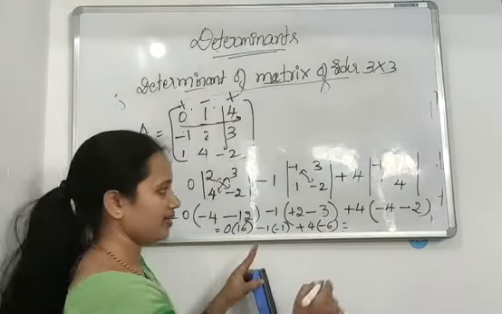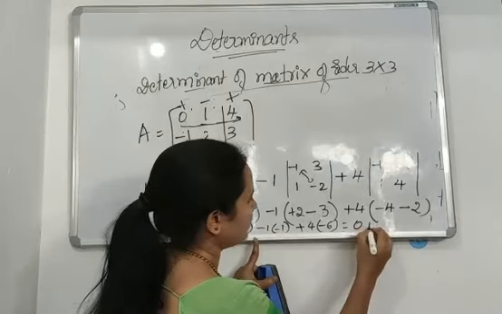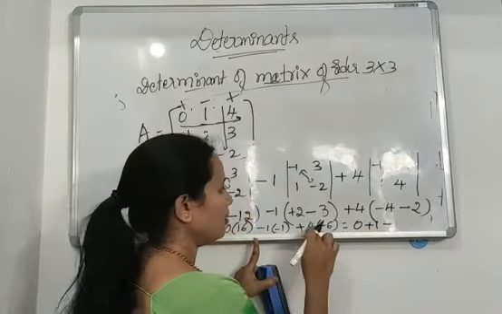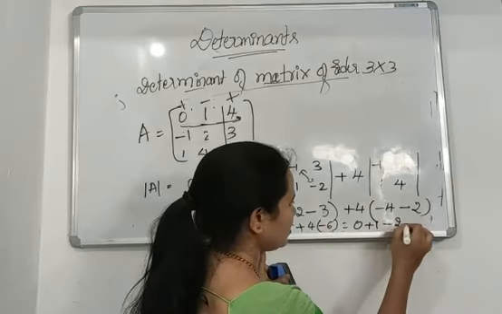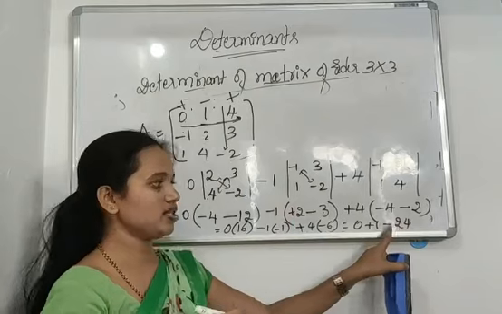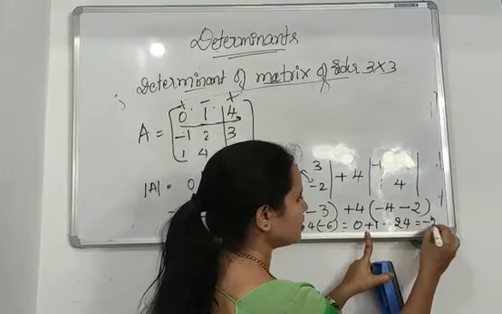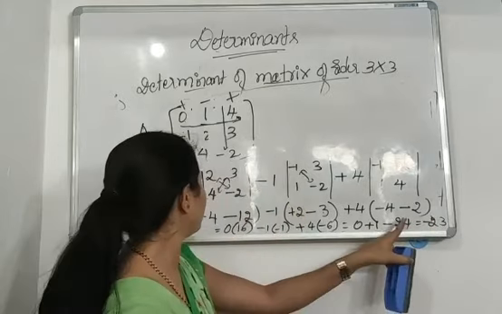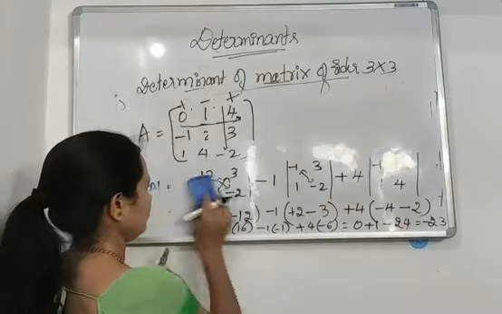So here 0 into anything is 0. Minus 1 into minus 1 is plus 1. 4 6s are 24. So here minus is there, minus 24. So minus 24 plus 1 is equal to how much? Minus 23. So this is the determinant value of this matrix.